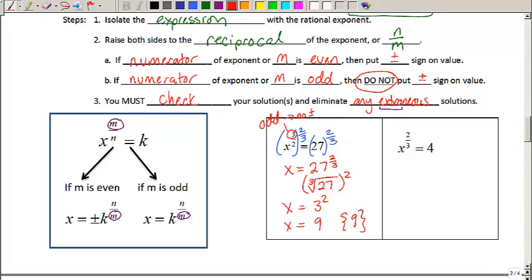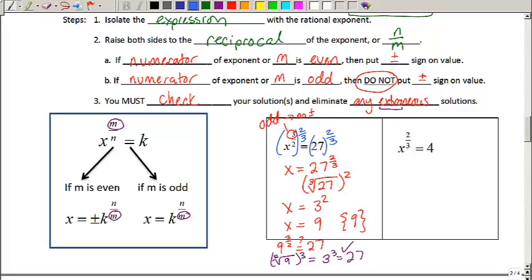In order to check, I'm going to plug 9 into x. 9 to the 3/2 is supposedly equal to 27. I put the little question mark there because you don't really know if it's equal or not. We're checking. So this is the square root of 9 cubed, and the square root of 9 is 3, and 3 cubed is 27, so that this does check out.